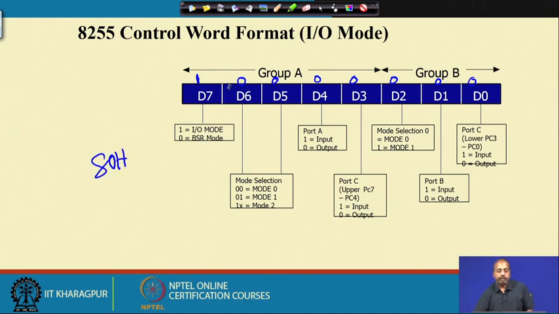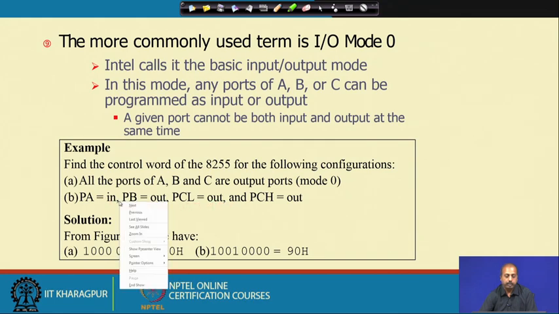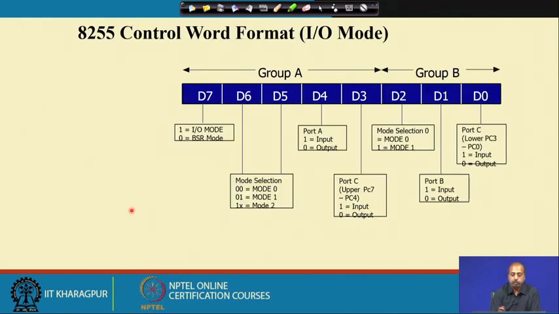Okay. So, that way when we do this setting, where all ports are in output mode, this is the control word. On the other hand, if port A will be input, port B will be output, and PC low and PC high are both output, but port A should be in input mode. Since this is IO mode, this has to be 1, this has to be 1, then mode 0, so they are mode 0.